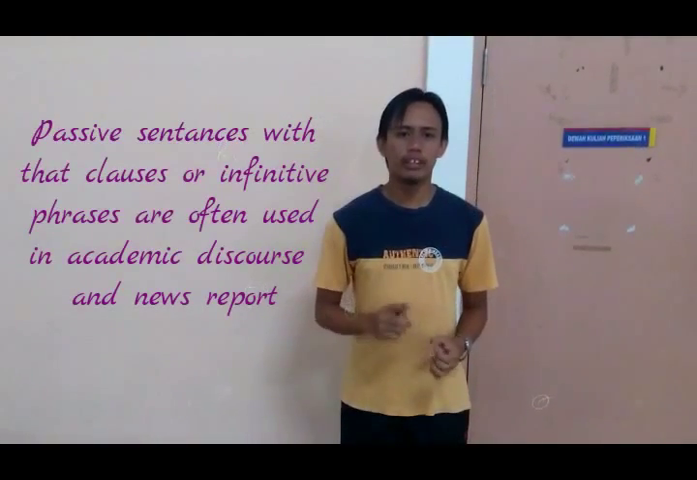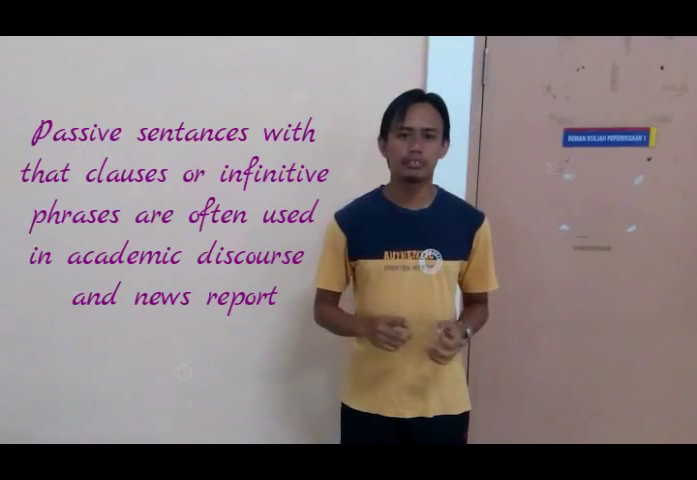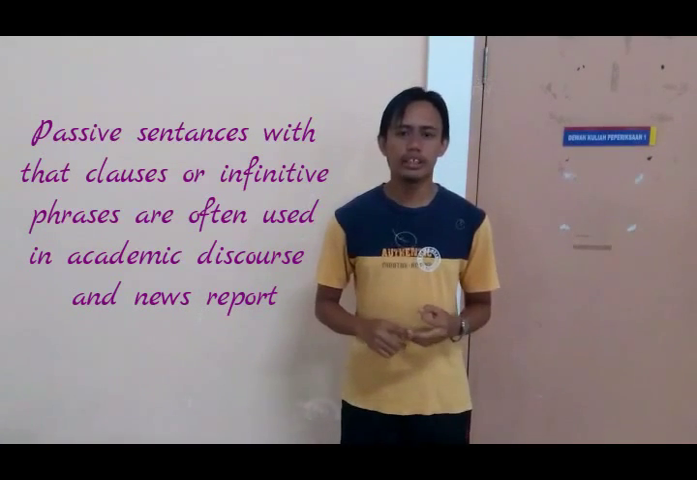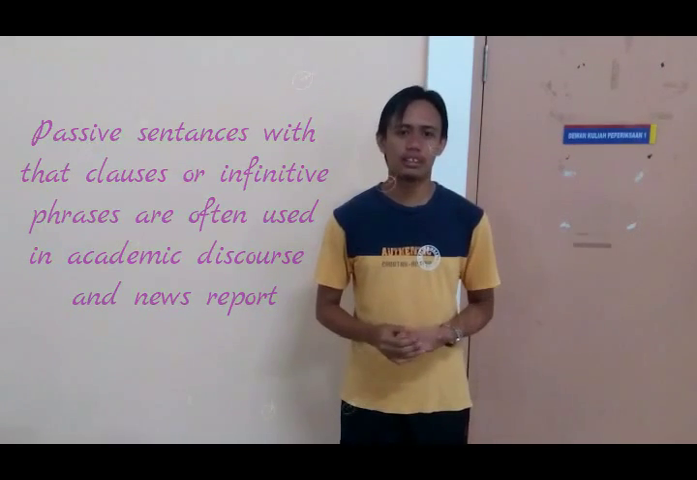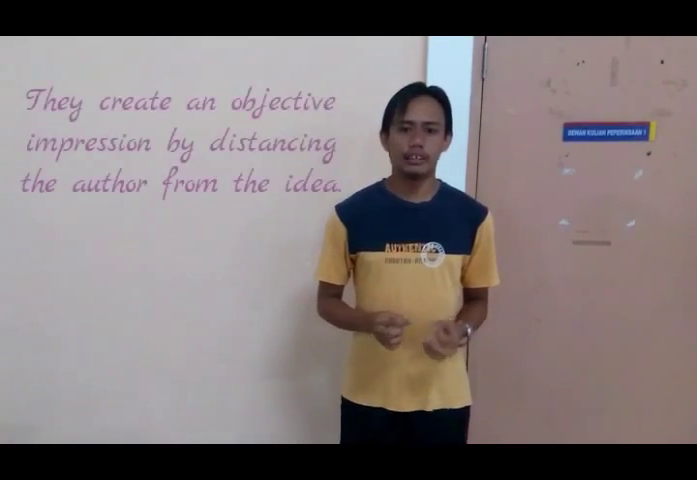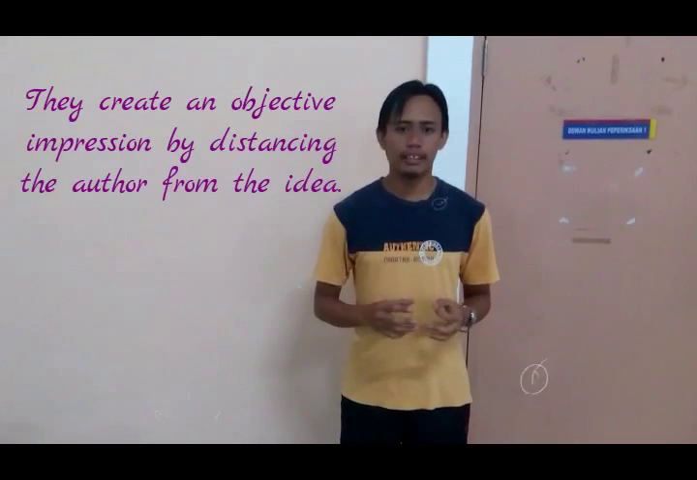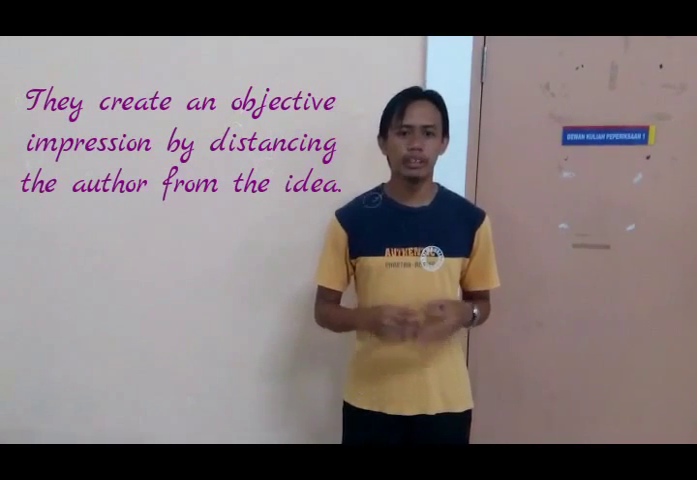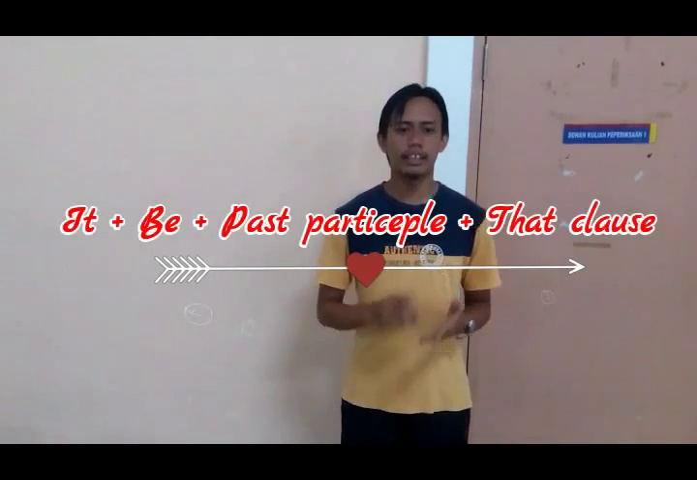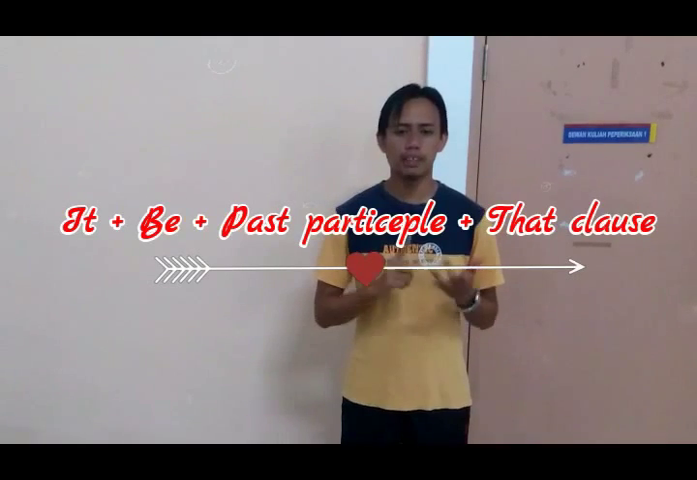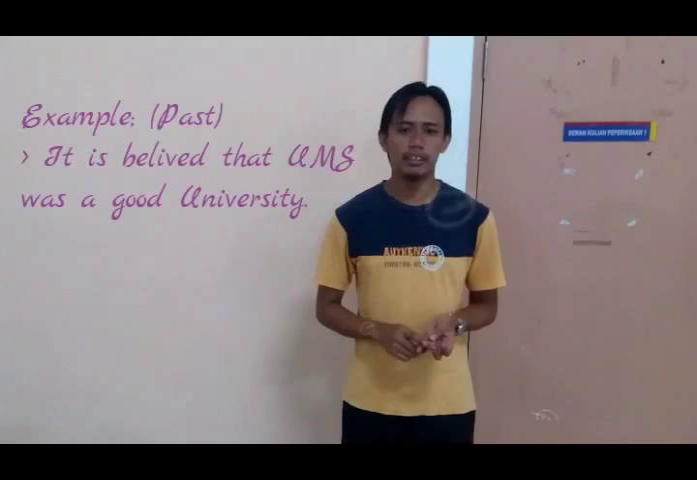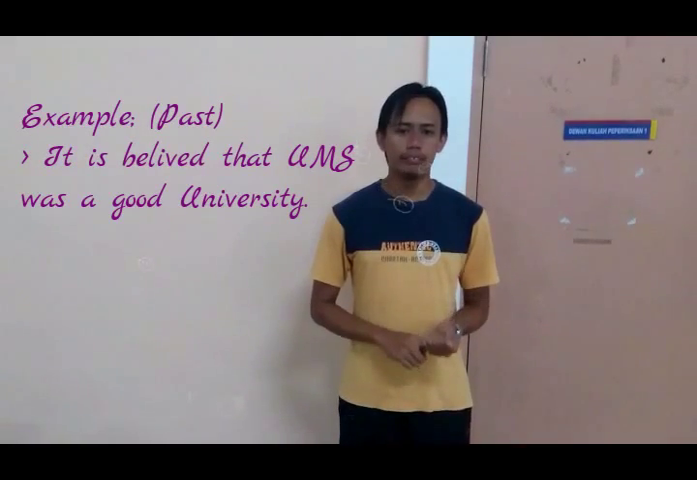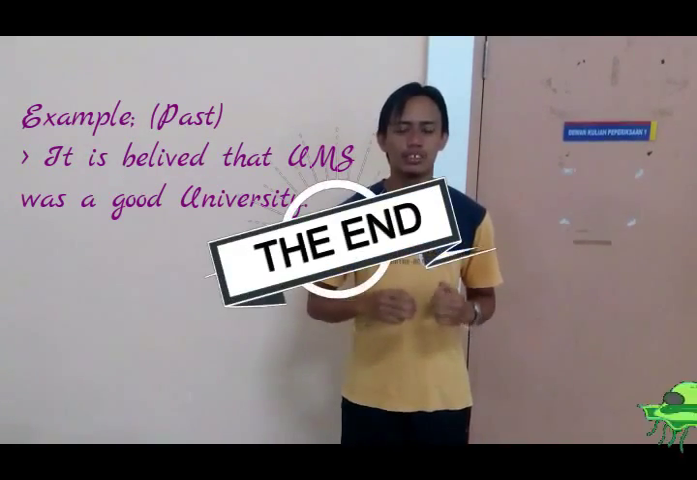Passive sentences with that clauses or infinitive phrases are often used in academic discourse and news reports. They create an objective impression by distancing the author from the idea. The common form for passive sentences is it plus be plus past participle plus that clause. Example: It is believed that UMS is a good university.